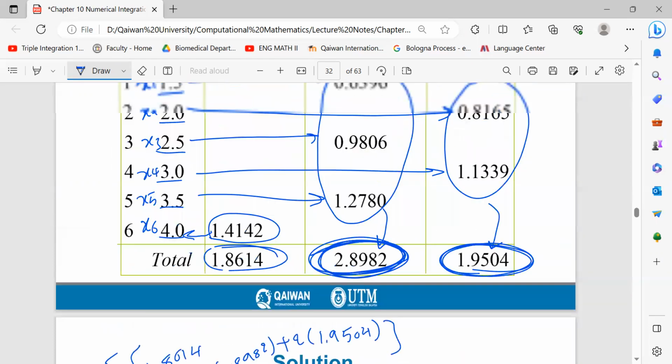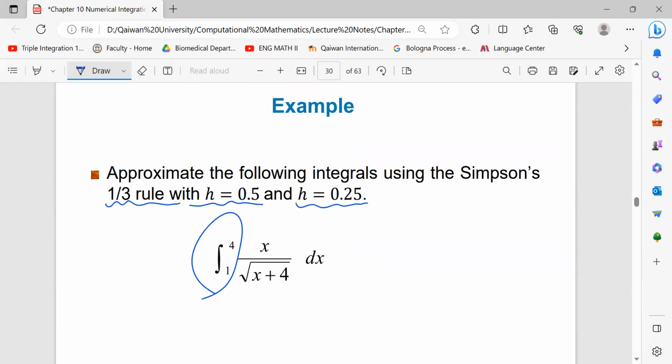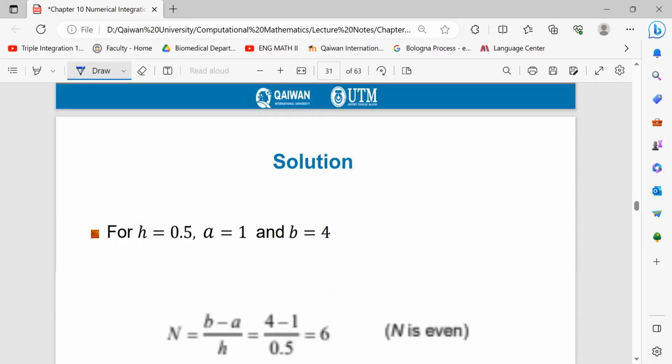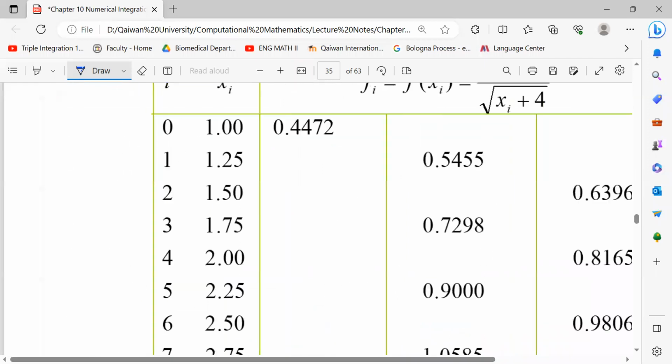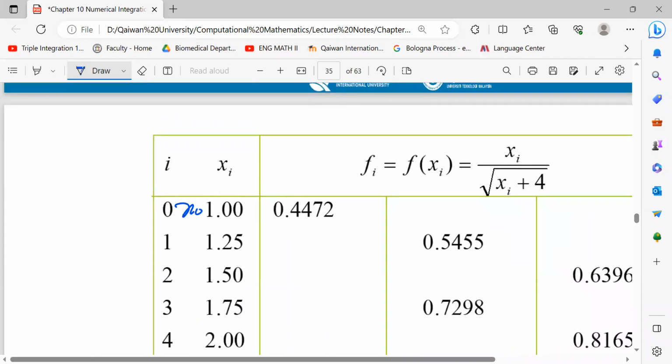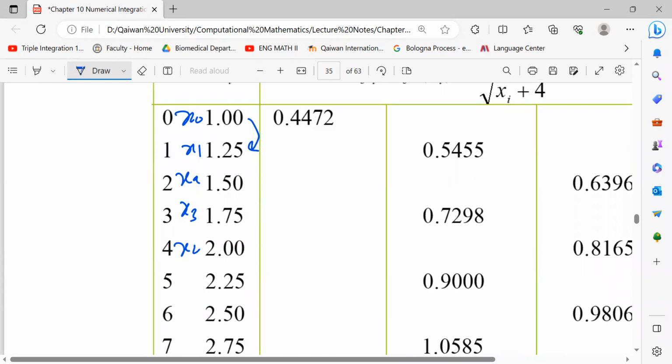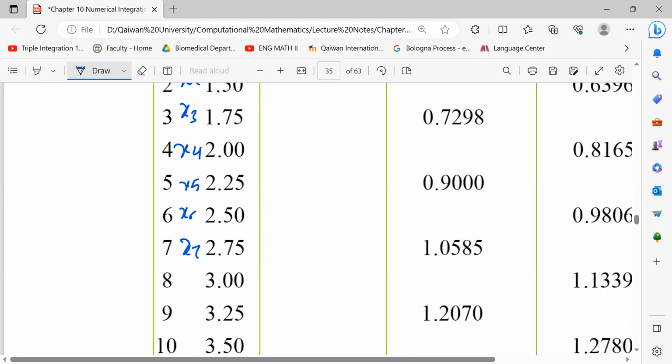How about if h to be 0.25? The same procedure, but we have more x values. That's it. This is x0. x1 is x0 plus h. We add h to x0, we get x1, then x2, x3, x4, x5, x6, x7, x8, and so on.